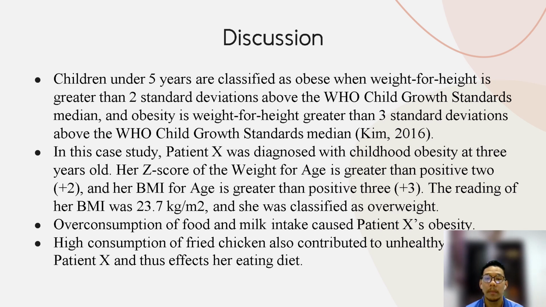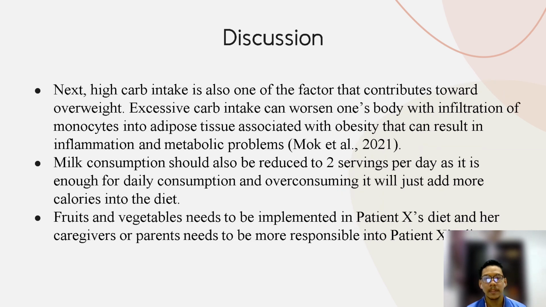Overconsumption of food and milk intake clearly caused patient X's obesity, and high consumption of fried chicken also contributed to an unhealthy meal for patient X and thus affects her eating diet. Next, high carbohydrate intake is also one of the factors that contributes toward overweight. Excessive carbohydrate intake can cause infiltration of monocytes into adipose tissue, associated with obesity, that can result in inflammation and metabolic problems, according to Mook et al.